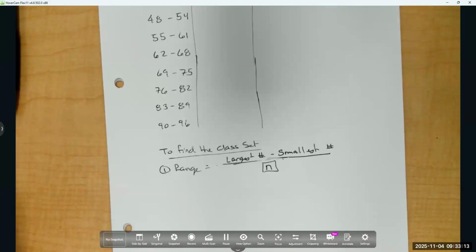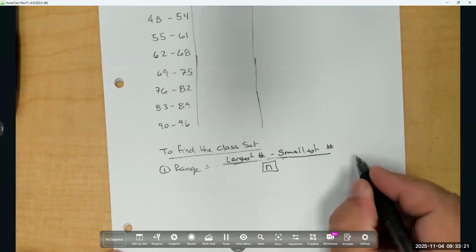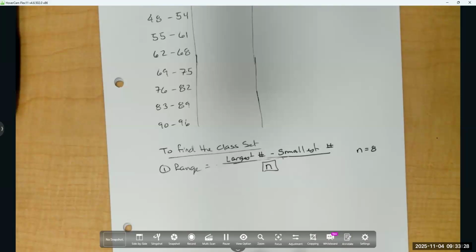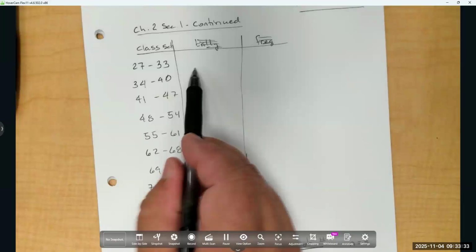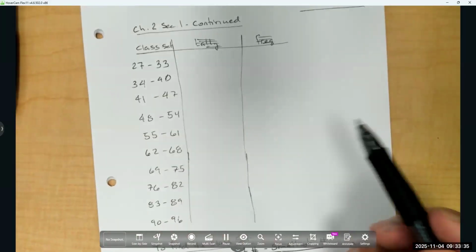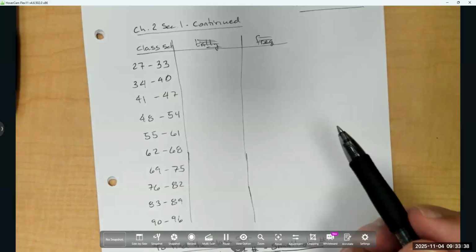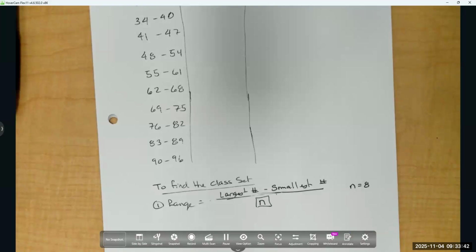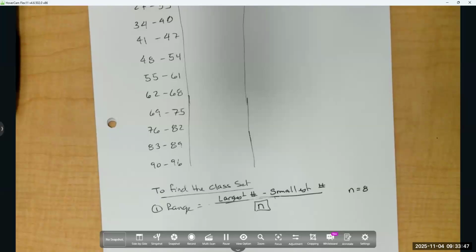And in this last one, we chose what? You sure we chose 8? Yes. So we chose n equals 8. But what does n represent? How many intervals do we want? Or the size? So how many, the class size interval, how big do we want it? 8. So then next step.